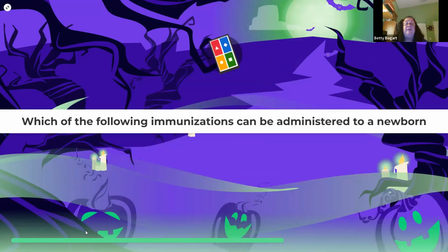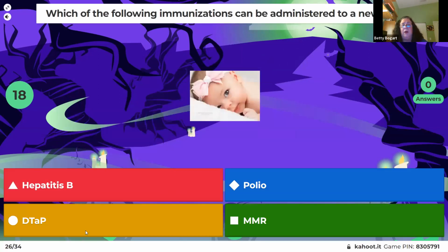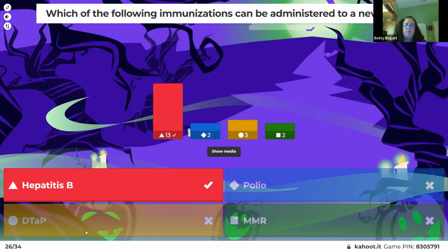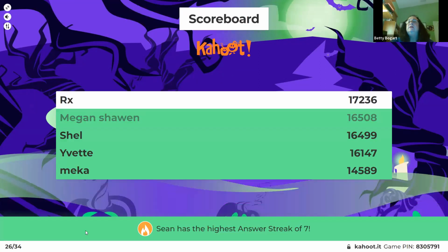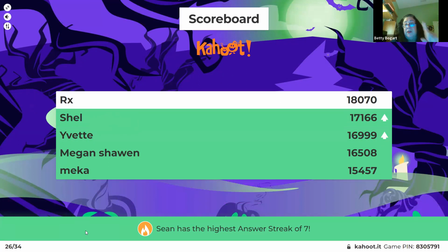Which of the following immunizations can be administered to a newborn? Now you're going to see in your readings, there's 2 huge pages on immunizations. This is one of the ones that you need to know about. And it's usually administered at the hospital prior to discharge, or at a minimum at the first doctor's visit. And it's hepatitis B. DTaP is at 2, 4, 6 months. Polio, MMR are later on, up to 15 months later. So hepatitis B, first immunization.